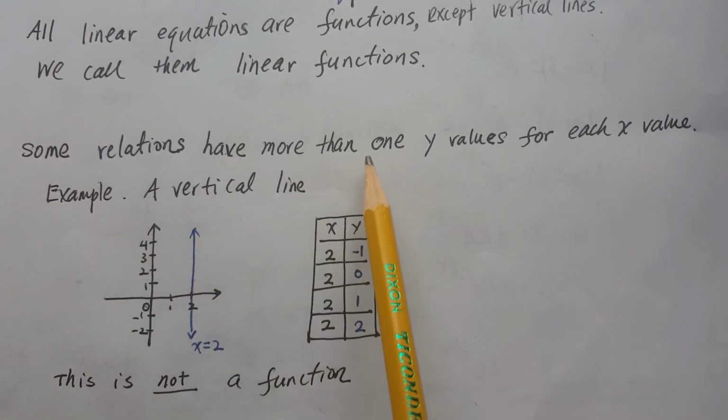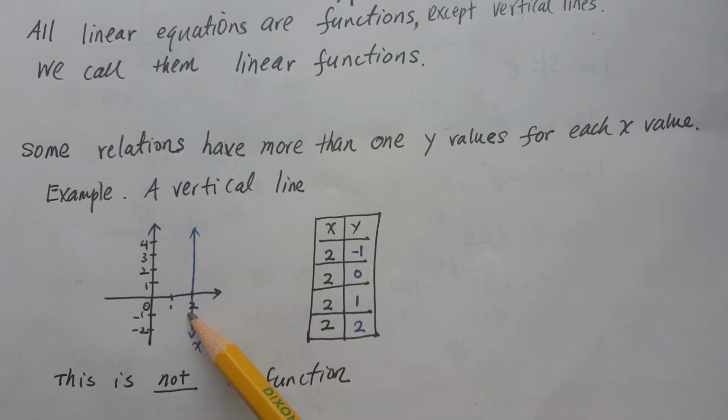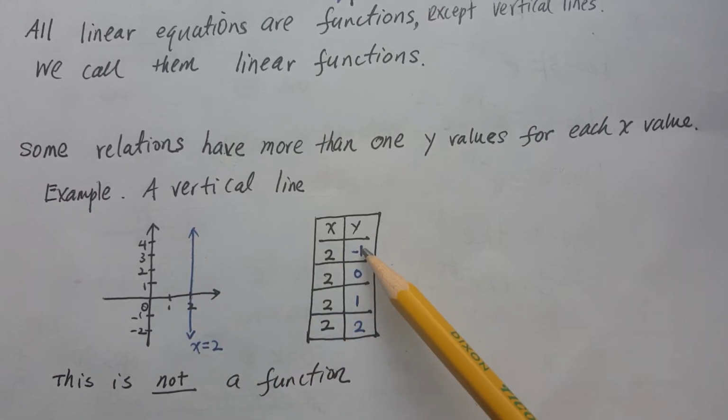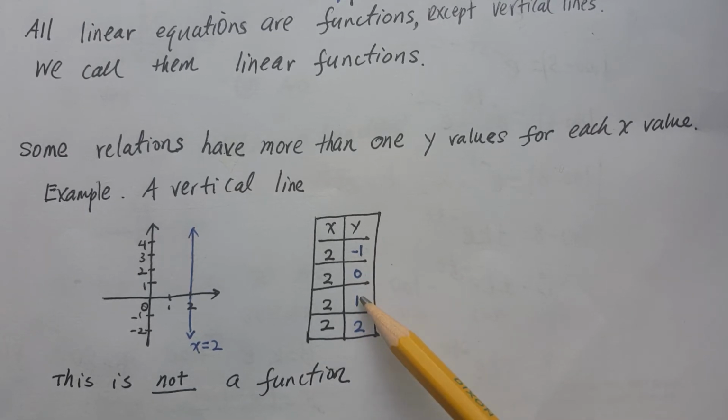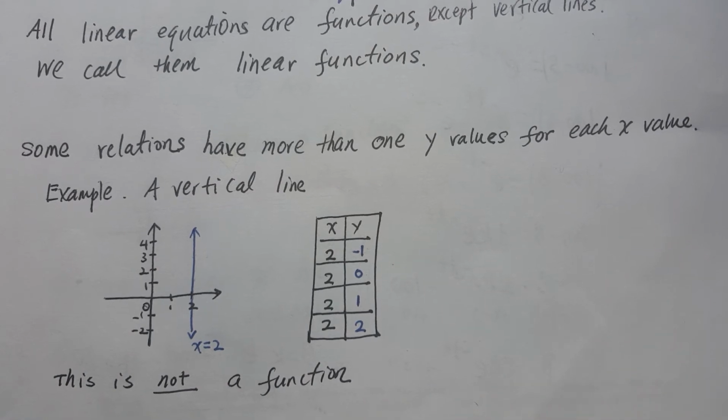Some relations have more than one y value for each x value. So here we have a vertical line, x equals 2. So we make a table. There's only one x value, which is x equals 2. When x equals 2, we can see (2, -1), (2, 0), (2, 1), (2, 2). For the same x value, there are so many y values. So therefore, this is not a function, because for a function, you have to have one matching y value for each x value. So this is the reason vertical lines are not functions.